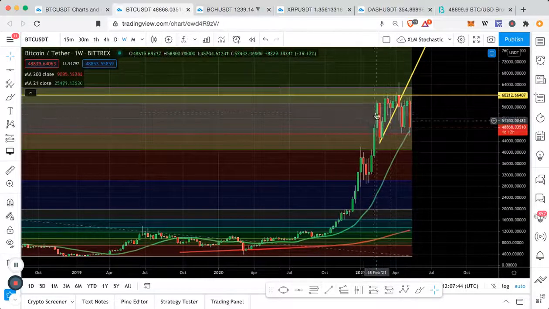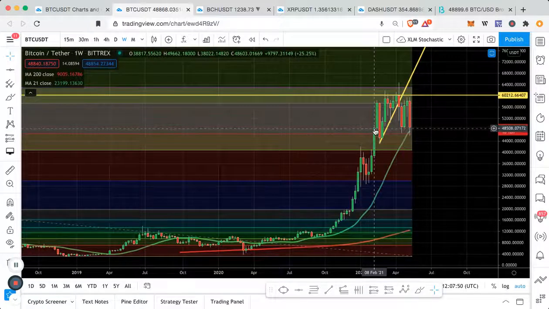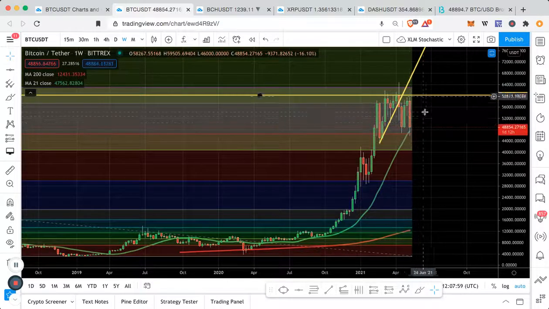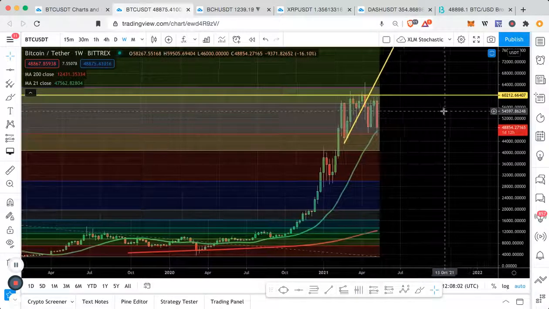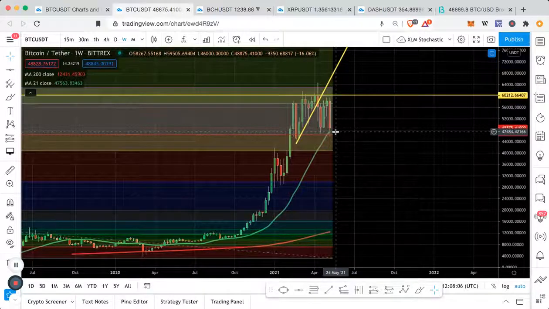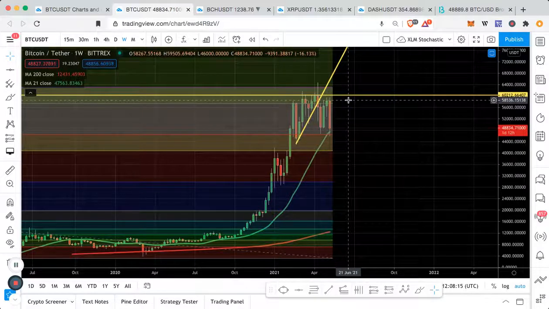But with the amount of consolidation that we've had in this area now, since February, we're in May, I mean, that's 3 months of sideways action in this zone, right? So, again, what we're looking for is we want to see Bitcoin hold above this 2.618 and above the 21-week moving average, which would be a very good sign in terms of further upside for now.